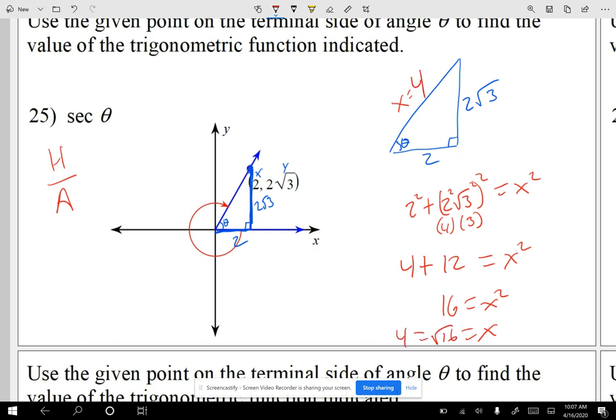So for secant, I need hypotenuse over adjacent. I'm just going to write this as 4 over 2. I'm going to write it up here. 4 over 2, better known as 2. Sometimes my fractions simplify to a whole number.